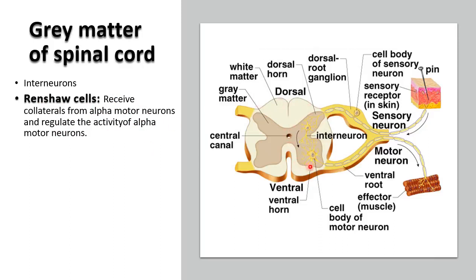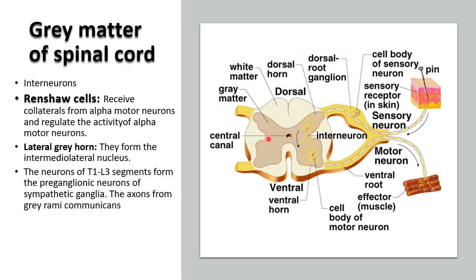So these are the cells we are able to see in the anterior and posterior horn, that is, the gray matter. Apart from that, you also have a small lateral horn, the lateral gray horn, which is seen in the thoracic and upper lumbar segments, mainly from T1 to L3 segments. They are neurons of the sympathetic ganglia, preganglionic neurons.